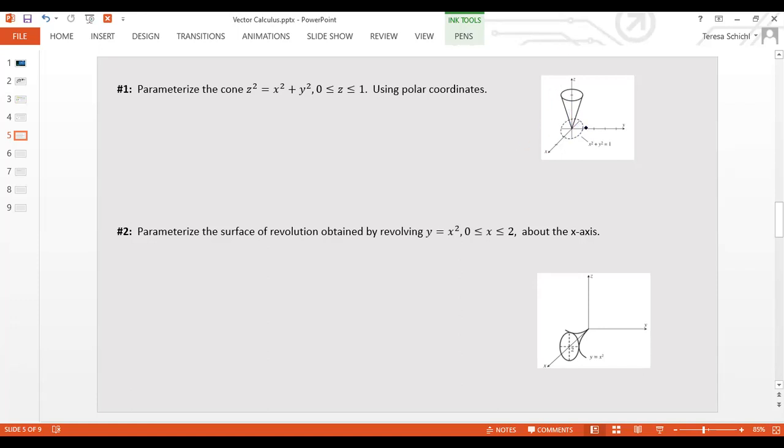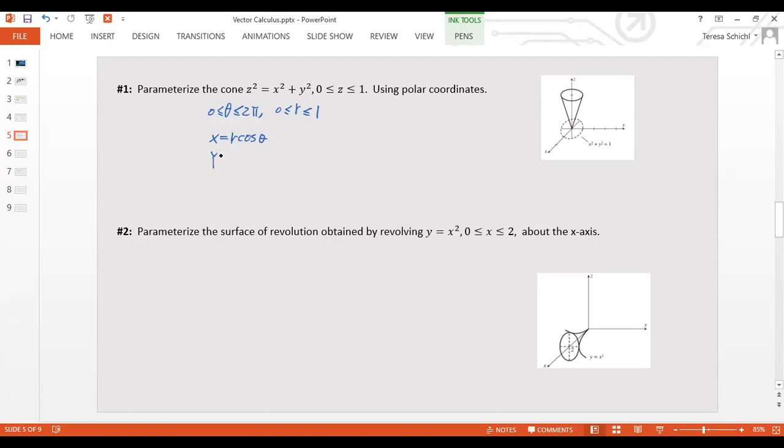Say this is the region in the r theta plane. I can say theta is from 0 to 2 pi, and r is from 0 to 1. Now I can parametrize it. I can say x equals r cosine theta.